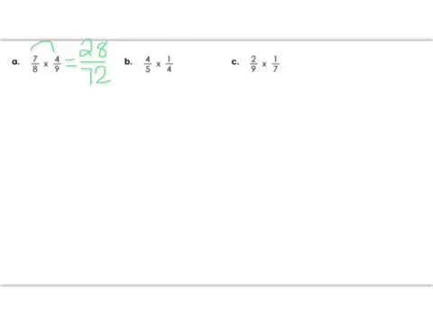Look at B. We have 4/5 times 1/4. We're going to multiply the numerators. 4 times 1 equals, good job, 4. And then we have 5 times 4 equals 20. And on C, I can say 2/9 times 1/7. 2 times 1 equals 2. 9 times 7 equals 63. Now that's about the simplest part of it.